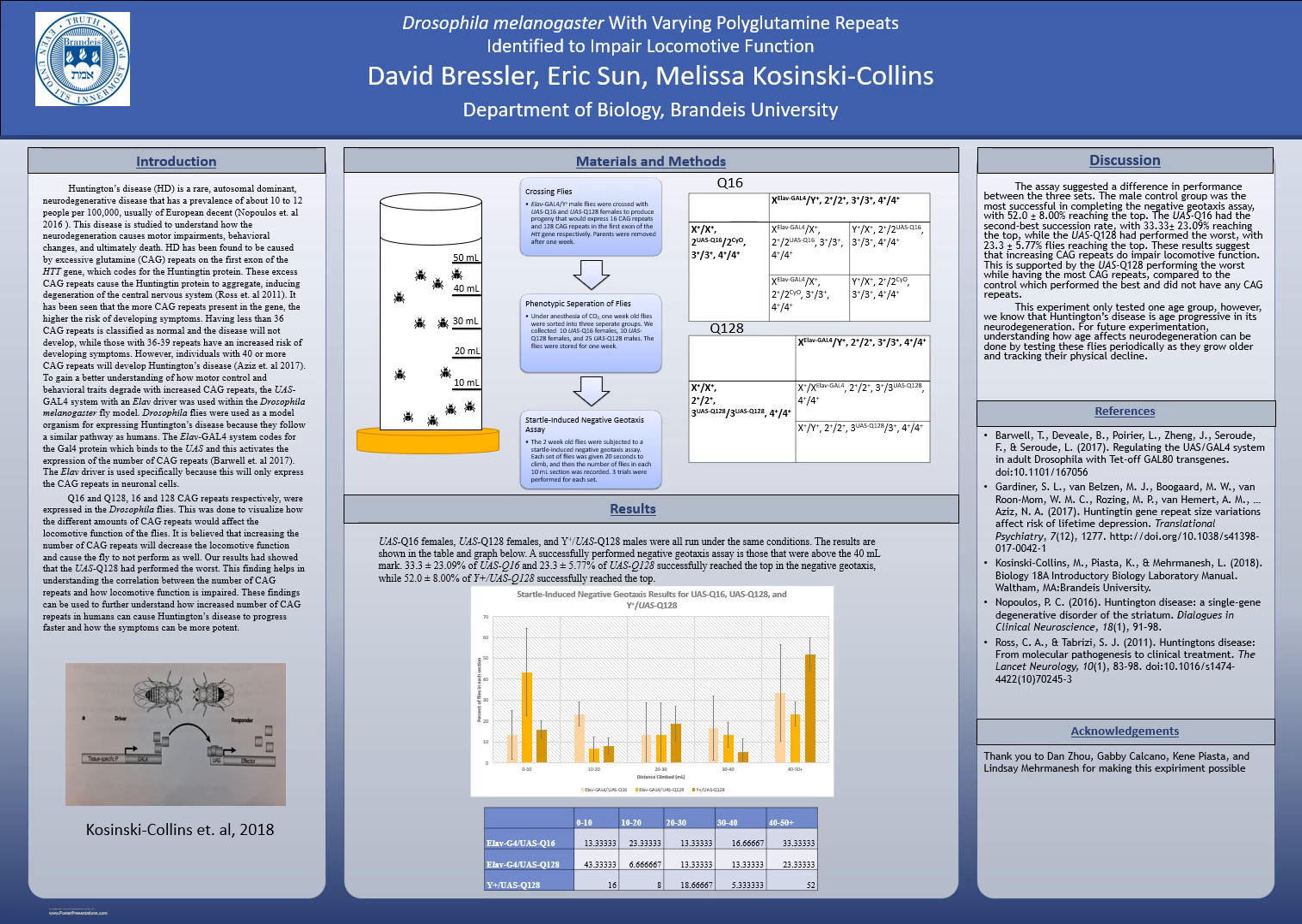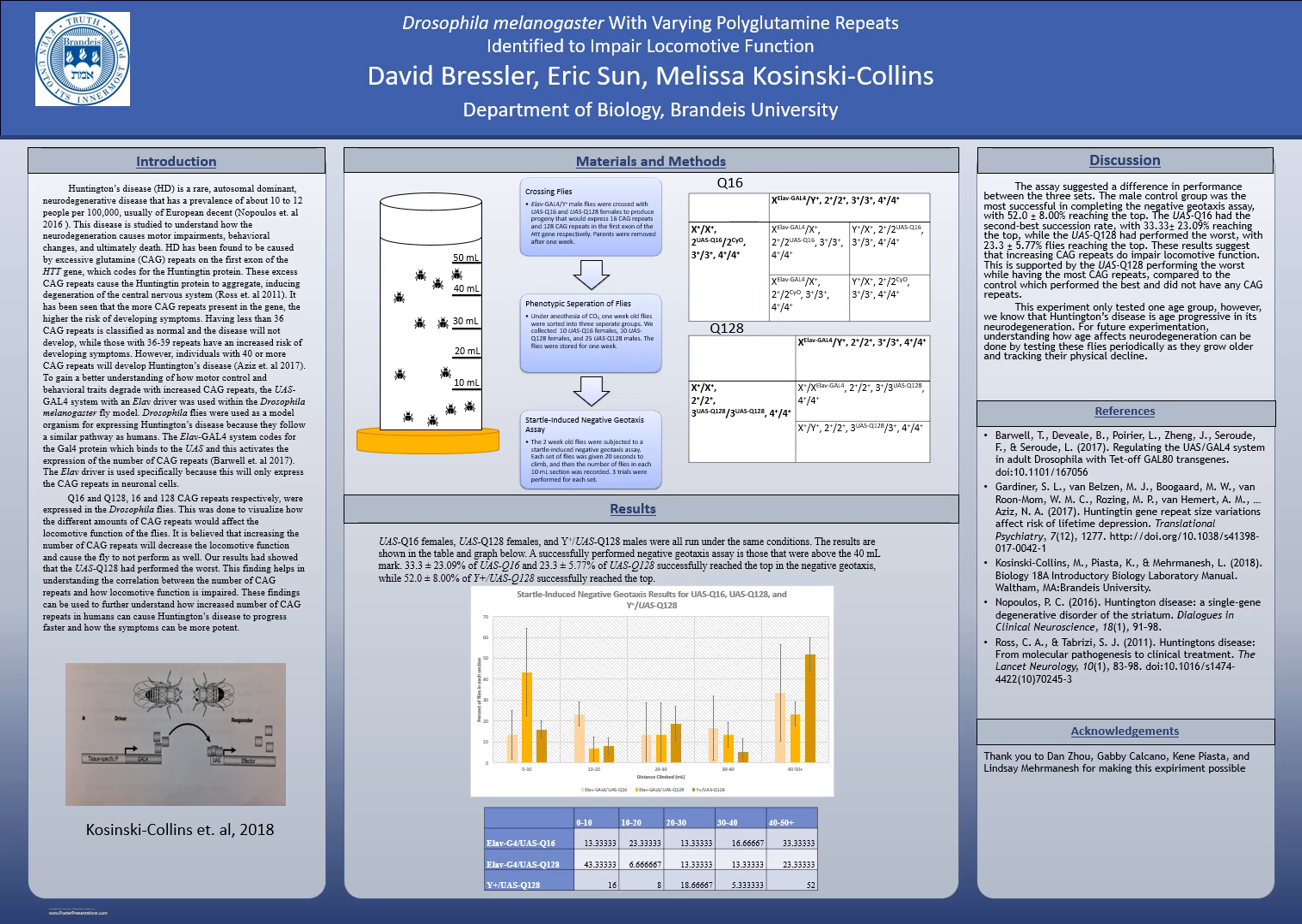We made a cross with ELAV GAL4 males with UAS Q16 females. So we used one set of these, which was ELAV GAL4 UAS Q16 females. Then another set was ELAV GAL4 crossed with UAS Q128 females. From here we actually used two groups. We used the ELAV GAL4 UAS Q128 females as the other test group, and the UAS Q128 males as our control, as these would not have any CAG repeats in them.